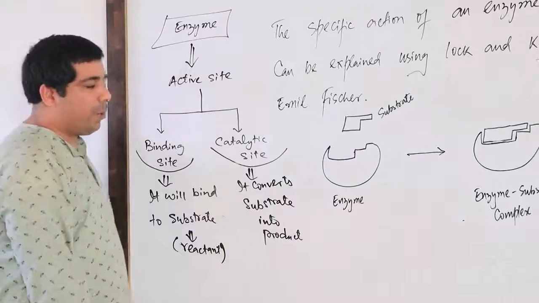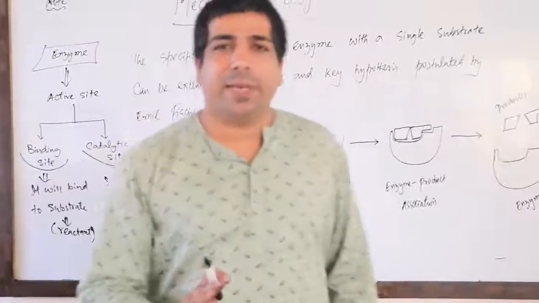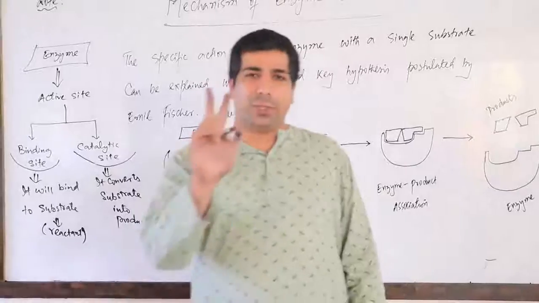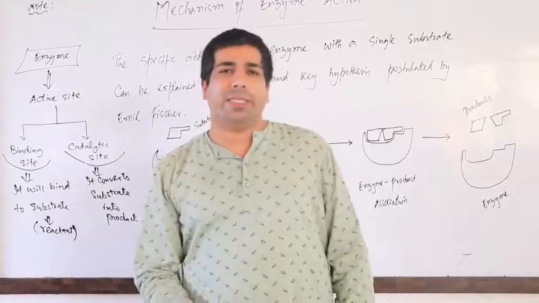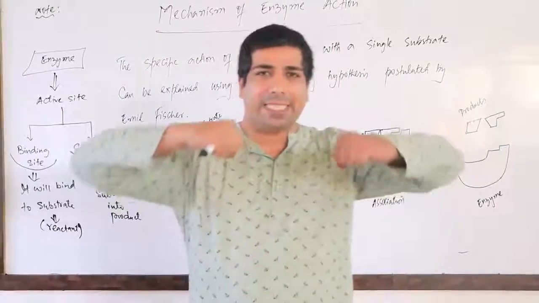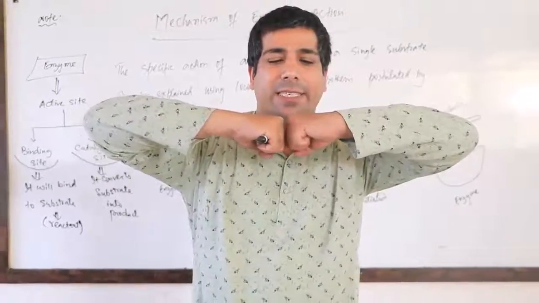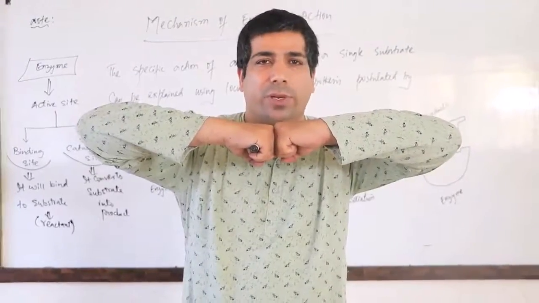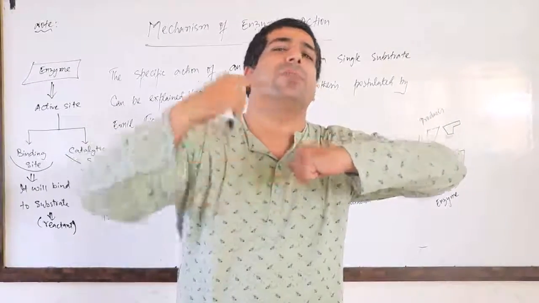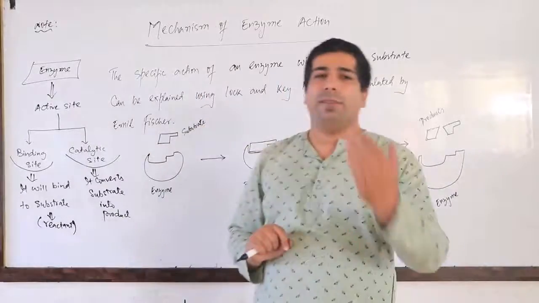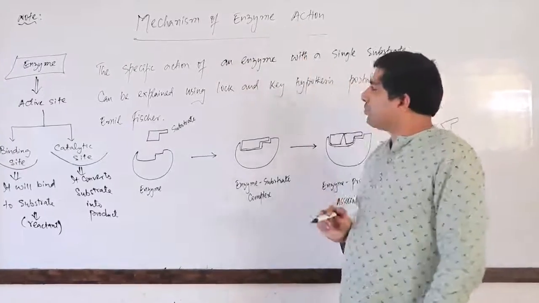Now, very easy it is. You have an enzyme. The enzyme has an active site. The active site has two regions. One is the binding site and one is the catalytic site. Binding site means that site which can attach itself to the substrate, means reactant. So the binding site will attach itself to the reactant molecule or substrate molecule. Then the catalytic site will convert that reactant into the product. Correct? So let's have a look now at the mechanism of enzyme action.